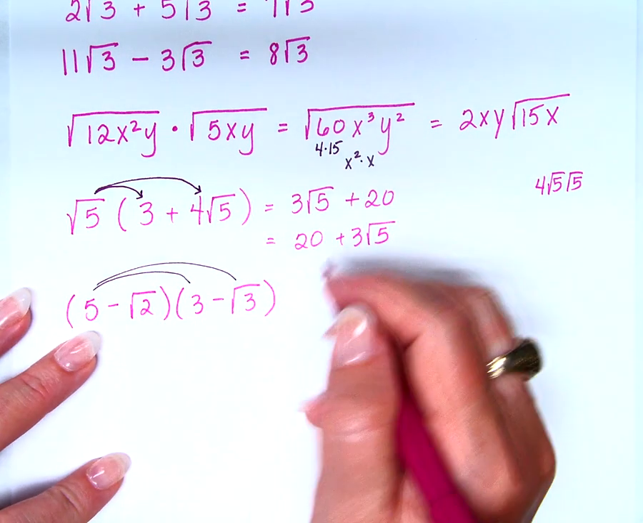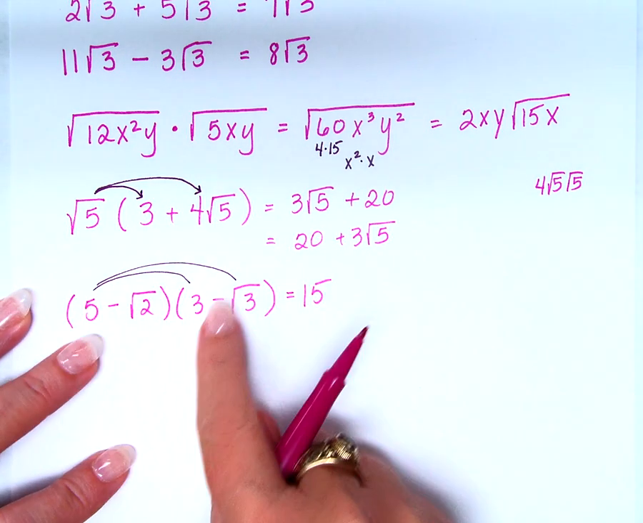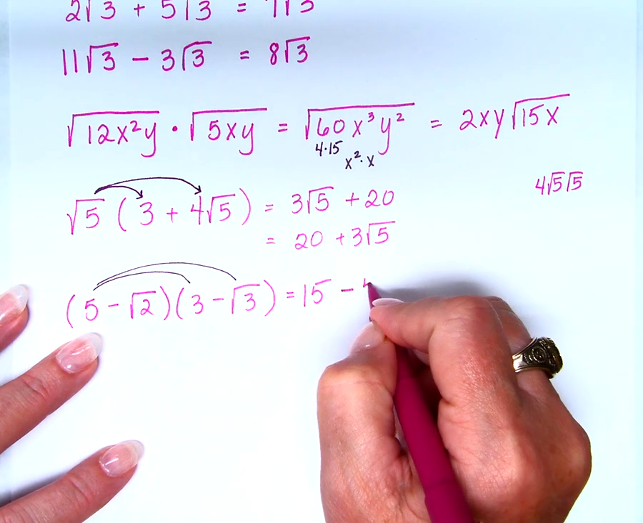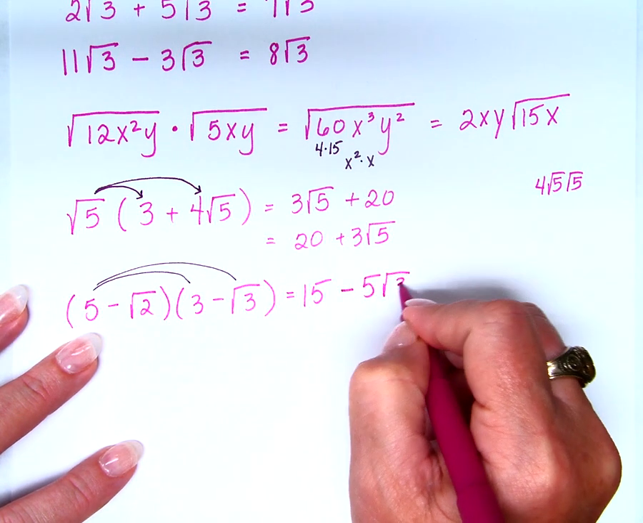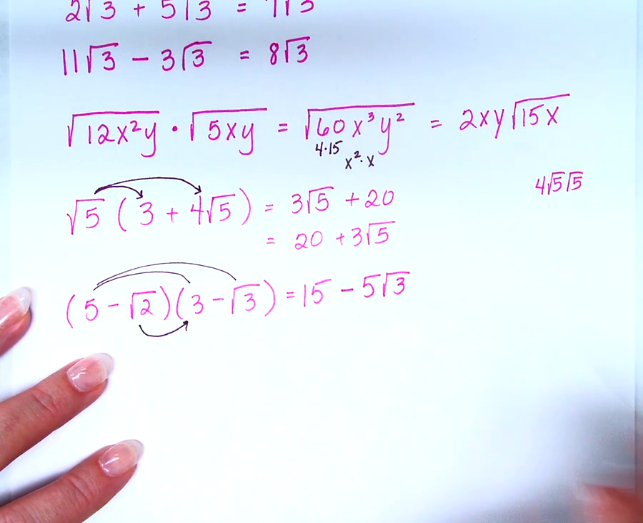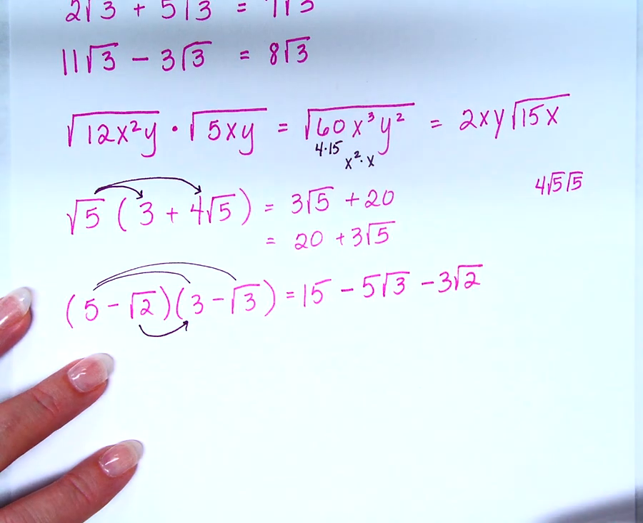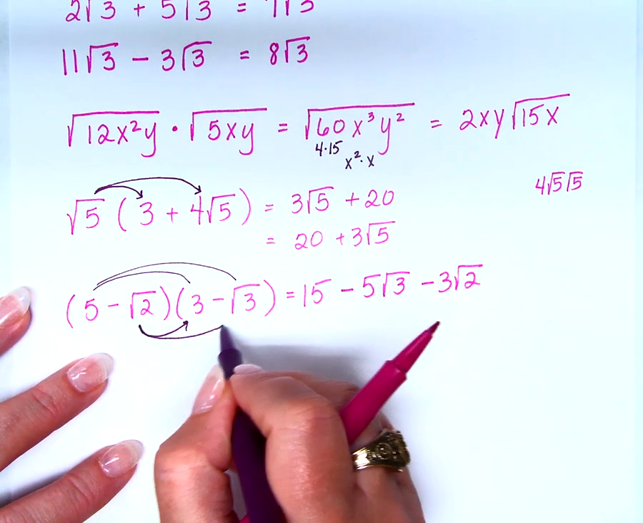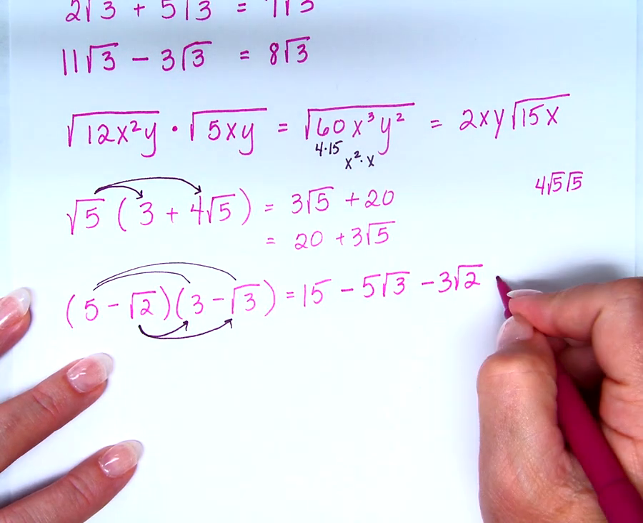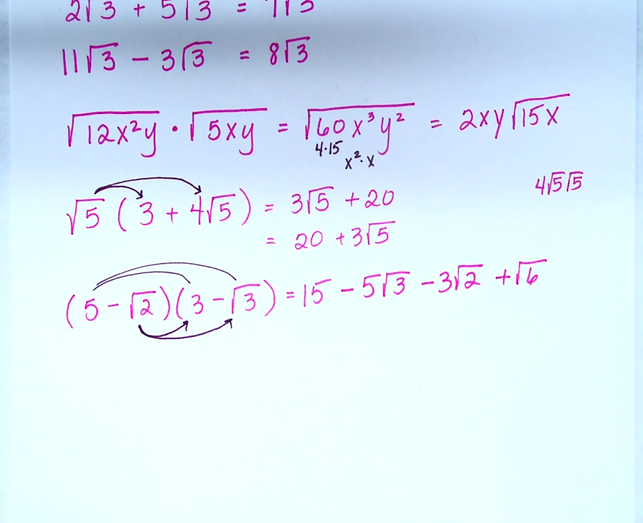So let's start with this. 5 times 3. 15. What about 5 times negative square root of 3? Minus 5 square root of 3, right? Then I have a negative square root of 2 times 3. What do you think that is? Negative 3 square root of 2. And then I have negative square root of 2 times negative square root of 3. Positive square root of 6. Okay. Now what?